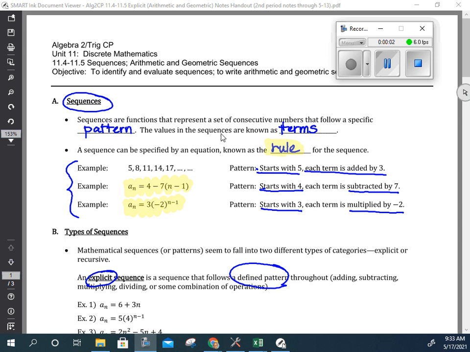Recap what we did on Thursday, and then finish up these notes. So sequences. Sequences represent patterns. They can be illustrated in two ways, either with a list of numbers or as an equation. If it's given as an equation, that's called a rule. That's just a rule for the sequence.